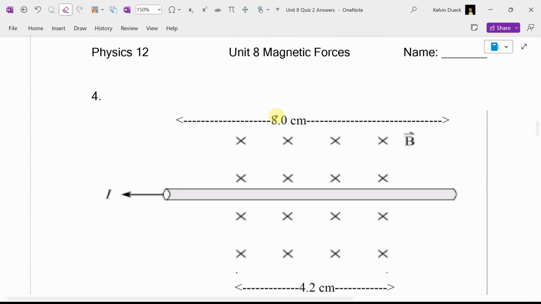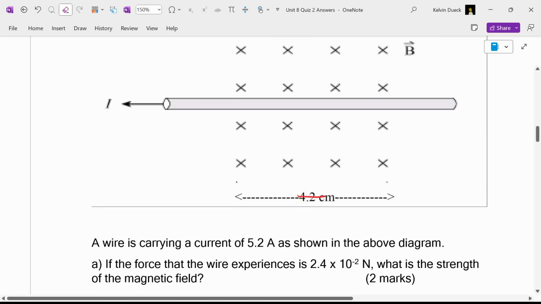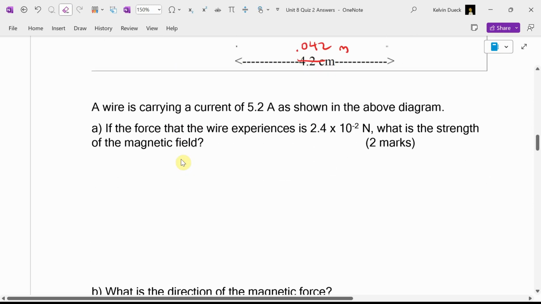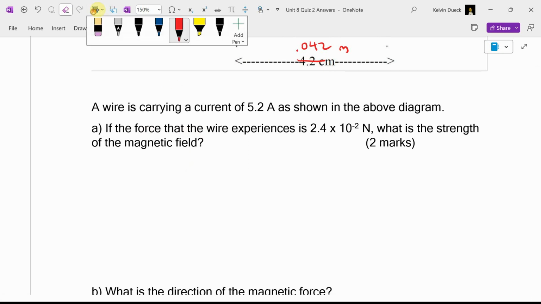First thing I did, 0.08 meters. Then 0.042 meters. They want the force. Oh, no, they want the magnetic field. They gave me the force on the wire.